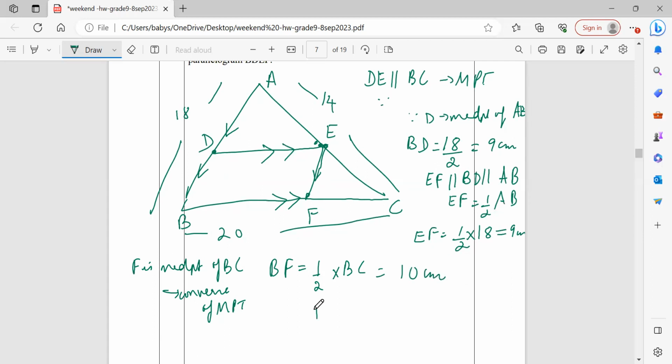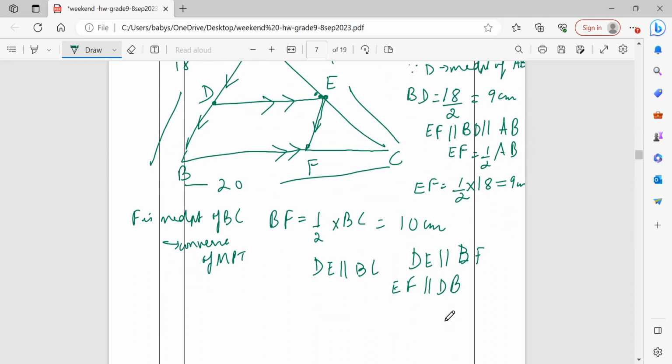So we get what? DE is parallel to BC, or in other words, DE will be parallel to BF also. F is a point on BC, no? And also EF is parallel to DB. So it's a parallelogram. So we have all the data now. DE will be equal to BF, which will be equal to 10 centimeters. So we have used midpoint and converse here. And BD will be equal to EF, which is equal to 9 centimeters.